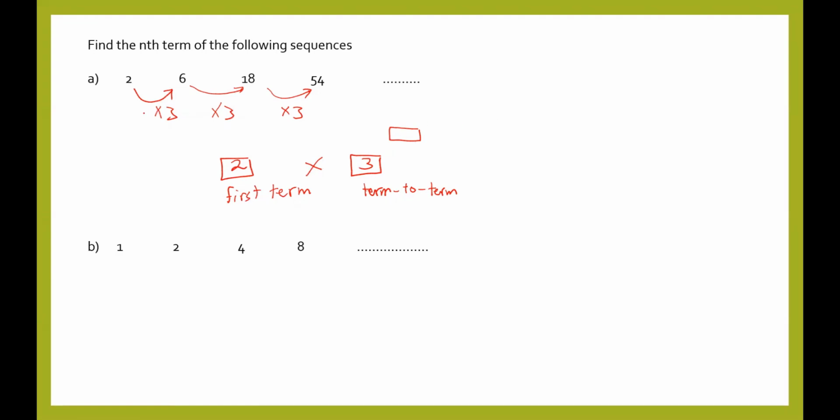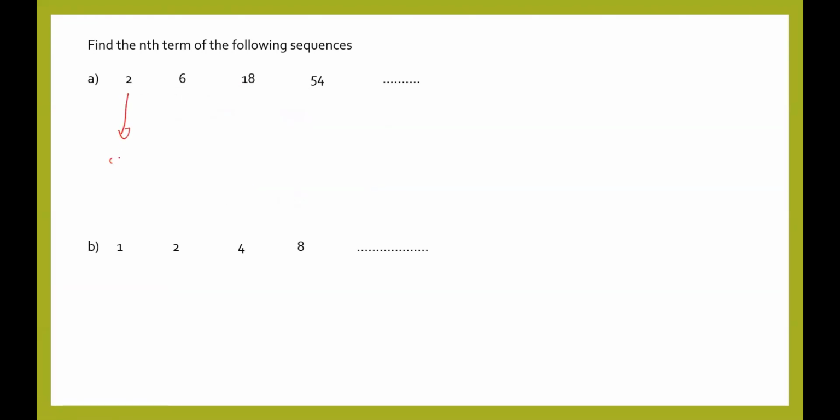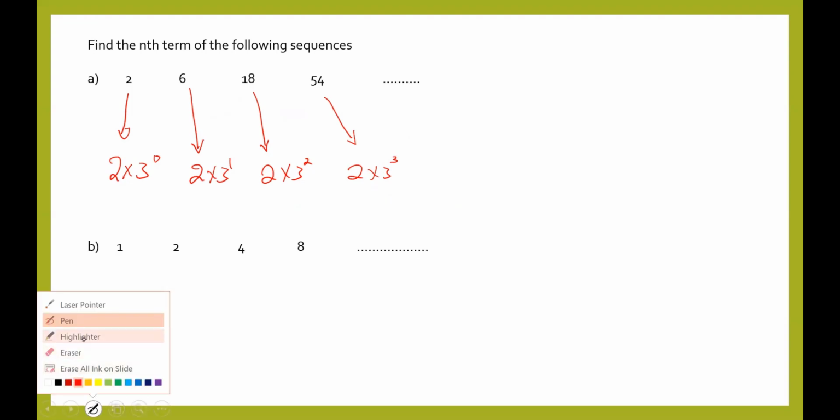So the first term can be represented by 2 times 3 power 0. This one can be represented by 2 times 3 power 1. Here, 2 times 3 power 2. Then 2 times 3 power 3. Now we're not done yet. We need to get a relationship between the powers in here, because this is the most important.